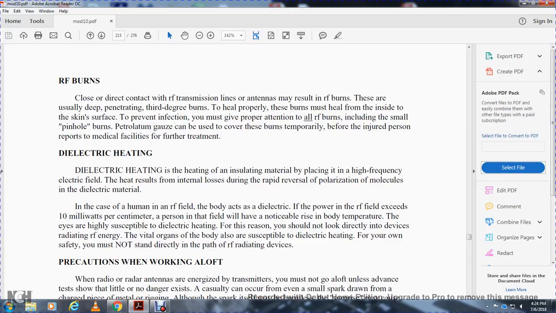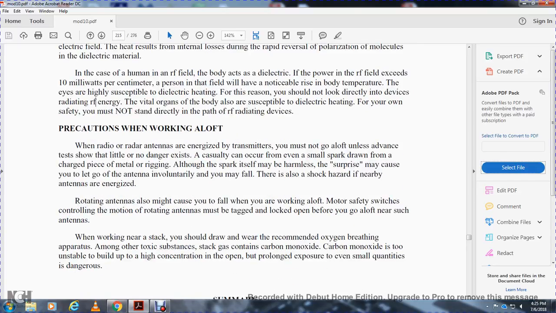All right, dielectric heating. Dielectric heating is the heating of an insulating material placed in a high-frequency electrical field. The heat results from internal loss during the rapid reversal of polarization of molecules of the dielectric material. In this case, the human body acts as the dielectric. If the power of the radio frequency field exceeds 10 milliwatts per square centimeter, a person in the field will have a noticeable rise in body temperature. The eyes are highly susceptible to dielectric heating. For this reason, you should not look directly into a device radiating radio frequency energy. Vital organs of the body also are susceptible to dielectric heating. For your own safety, you must not stand directly in the path of radio frequency radiation devices.